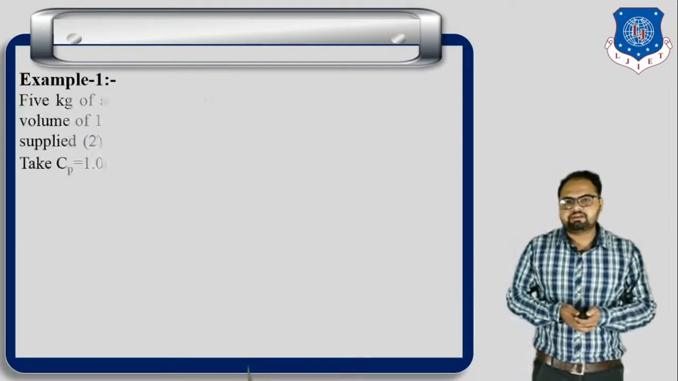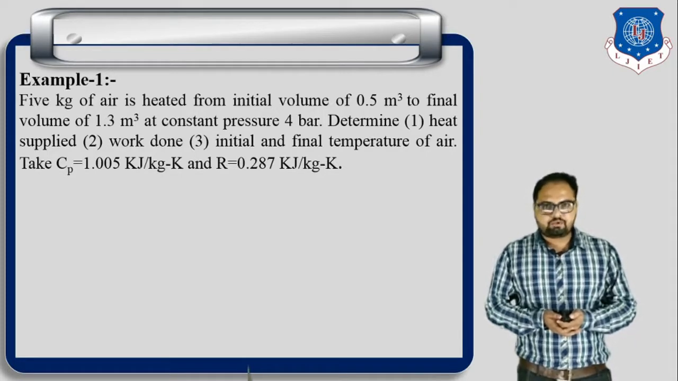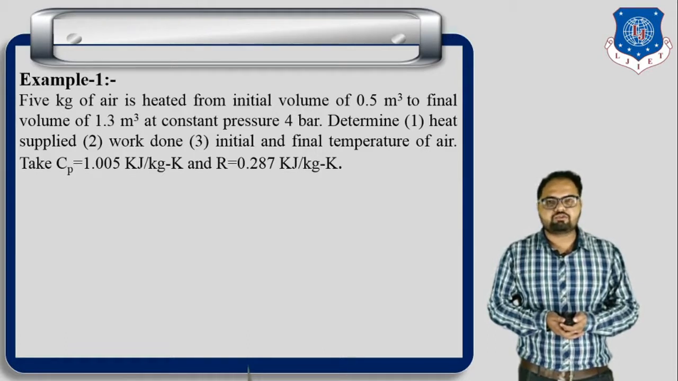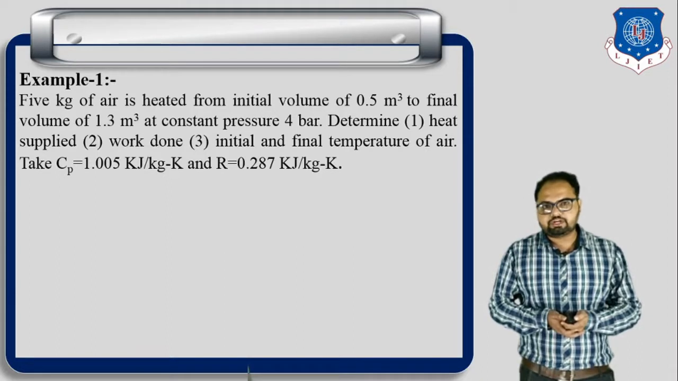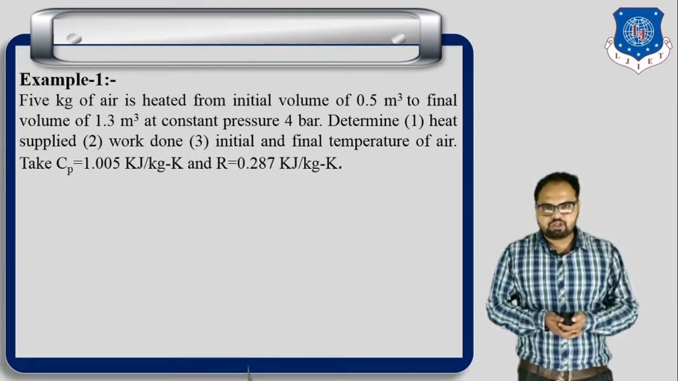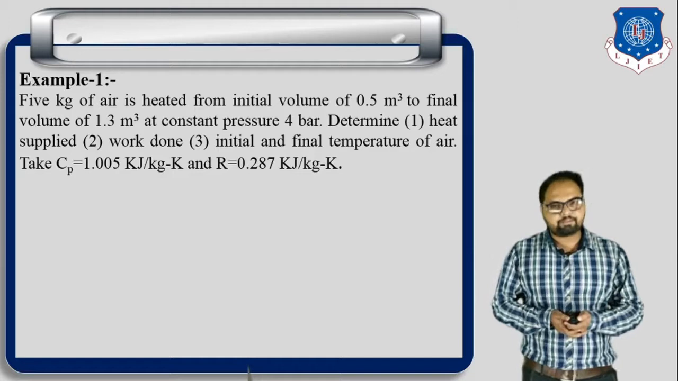Numerical number 1: 5 kilogram of air is heated from its initial volume of 0.5 meter cube to a final volume of 1.3 meter cube at constant pressure 4 bar. Determine heat supplied, work done, initial and final temperature of the air. Take Cp is equal to 1.005 kilojoule per kilogram Kelvin and R is equal to 0.287 kilojoule per kilogram Kelvin.